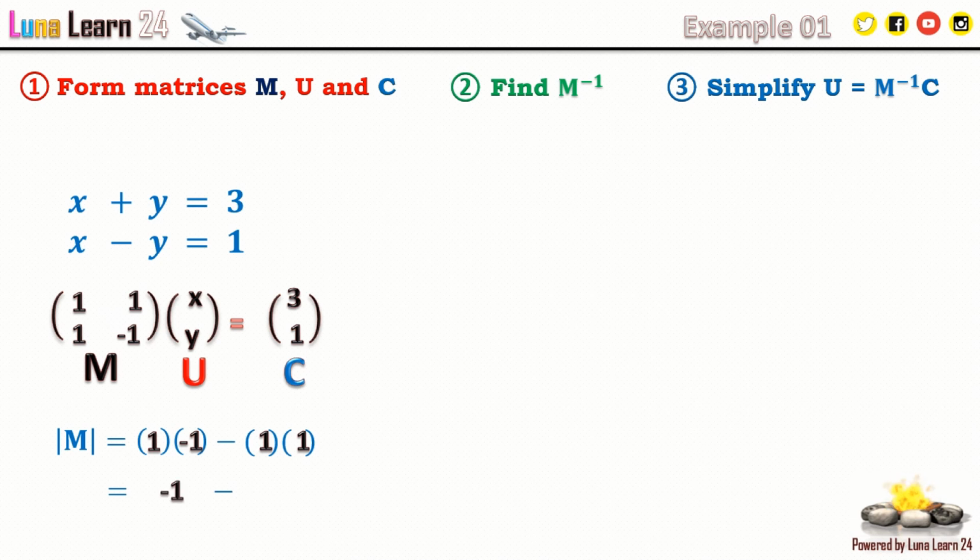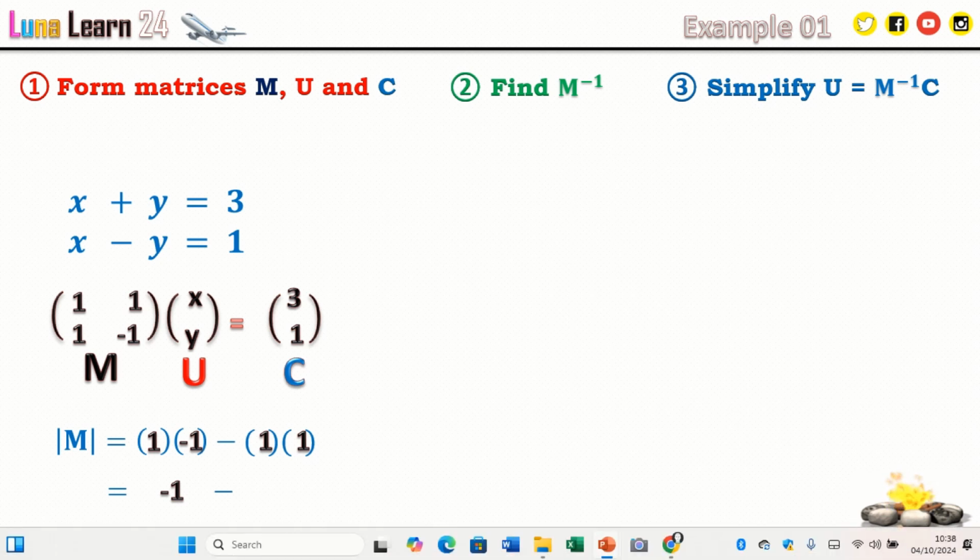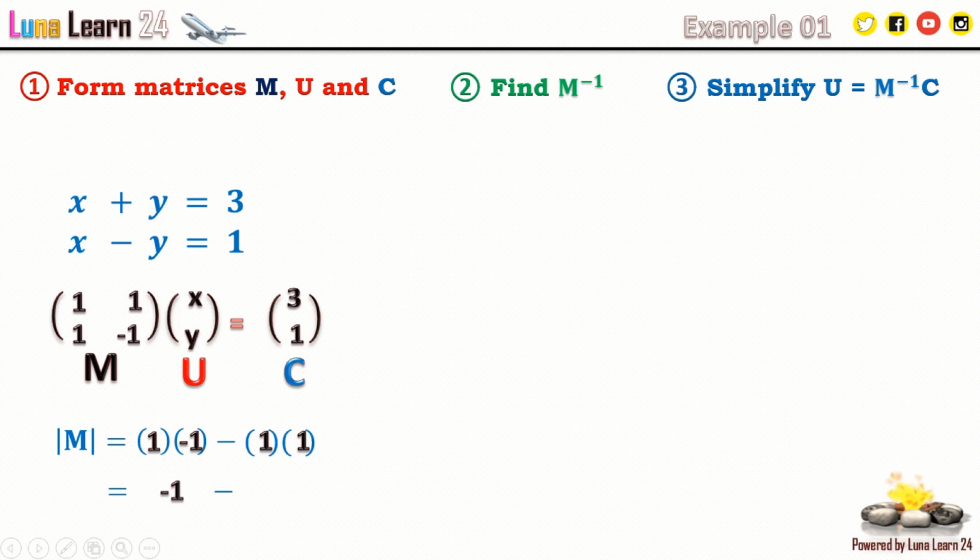Watch our previous videos on adjugates of matrices and determinants of matrices. We have the videos in the same channel. So 1 times a negative 1 is negative 1 minus 1 times 1, which is 1. So negative 1 minus 1 is equal to negative 2.